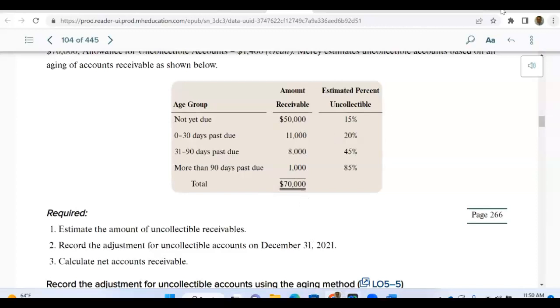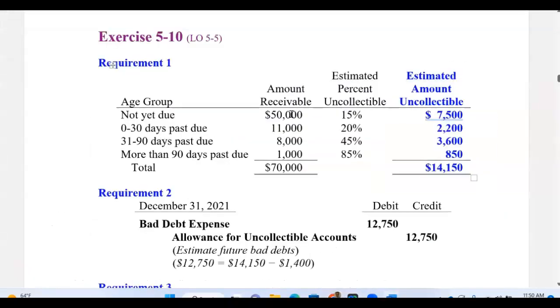So here is the answer. 50,000 times an estimated 15%, that's 7,500. 30 days late, 11,000 times 20%. 90 days late, 8,000 times 45%. Over 90 days late, it's a high probability, so $1,000 times 85%. Add them up, so we need 14,150 exactly. Why exactly? Because we used the percentage of accounts receivable method.